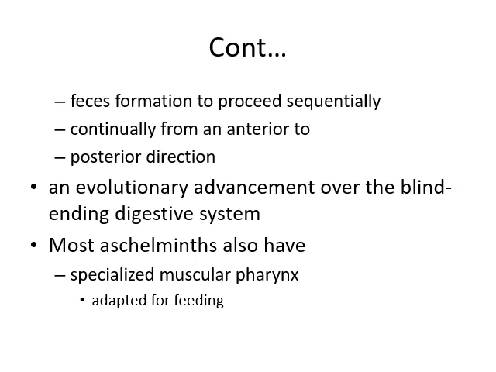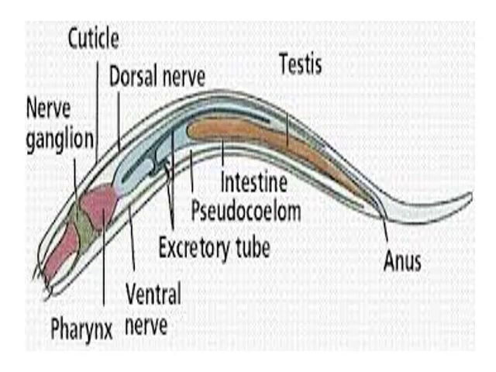Most Aschelminths also have a specialized muscular pharynx that is adapted for feeding. So you can see here the nerve ganglion, then the pharynx that leads to the intestine and then to the anus. In this diagram, the nervous system is there, the cuticle is there, but we have to mention the digestive system. Thanks.